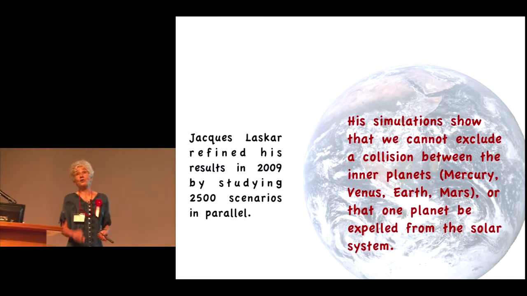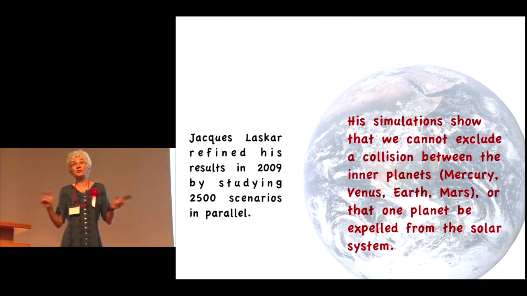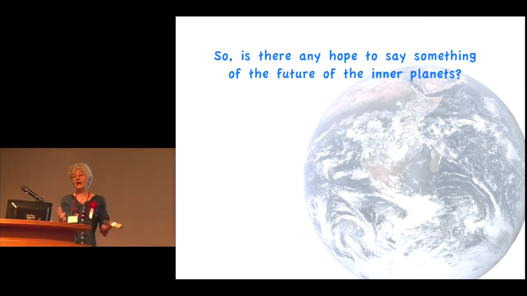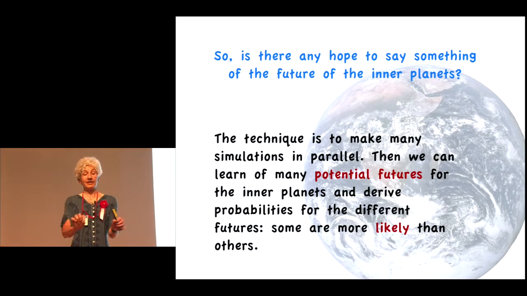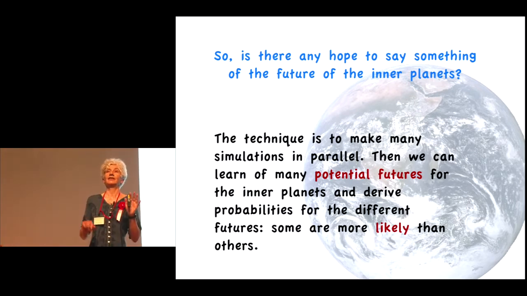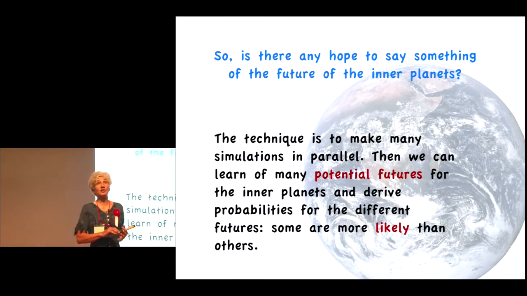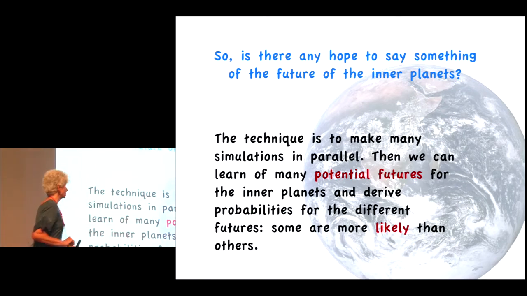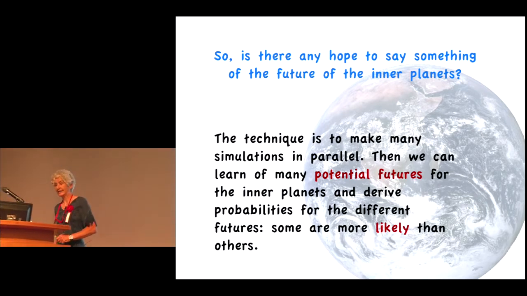His simulations show that we cannot exclude a collision between the inner planets, Mercury, Venus, Earth, and Mars. We cannot exclude that a planet could be expelled out of the solar system. So, is there any hope to say something about the future of the planets? As I told you, if you make a simulation, you don't know if it's what the solar system would look like. But what mathematics tells us is that a solar system that resembles ours could have this future. When you make this many simulations in parallel, it tells you many possible futures for solar systems that are similar to ours. So it gives us a range of possible futures, and some are more likely than others.